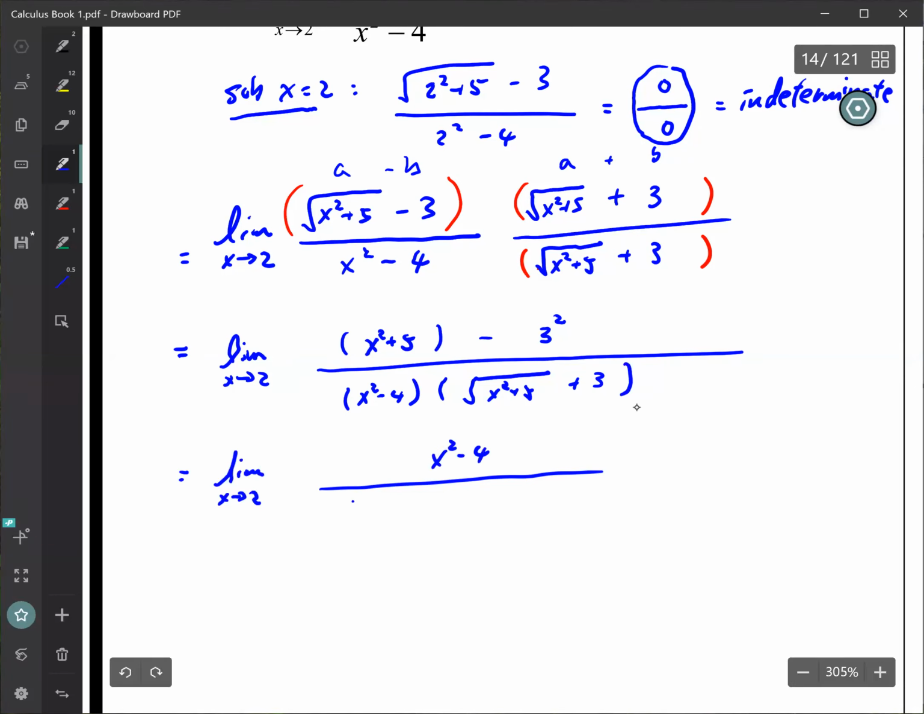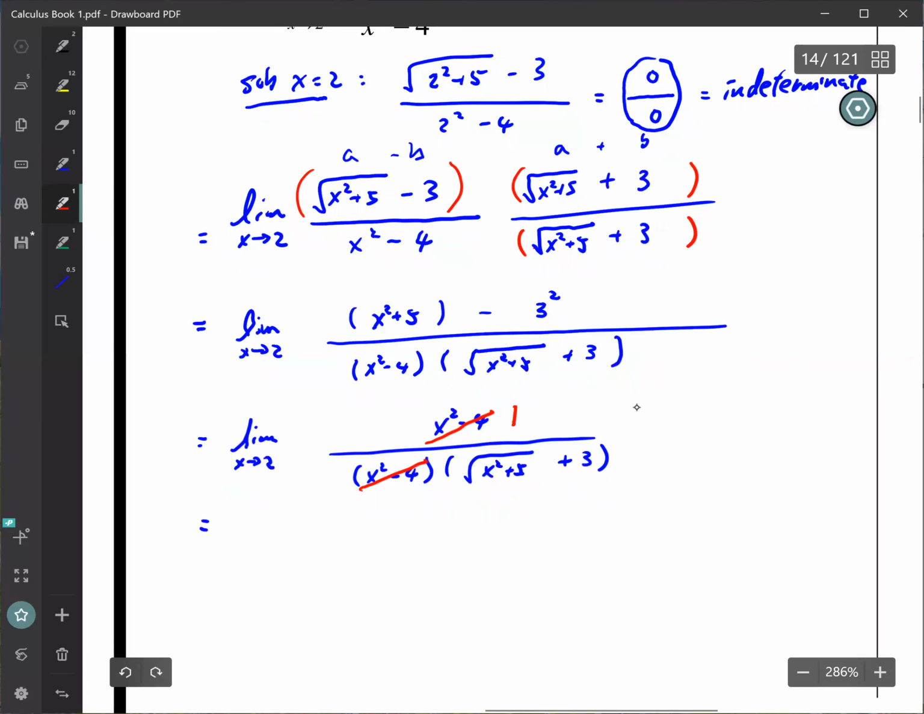1. Yeah, don't forget it's a 1, okay? Do not write 0 on the top. When you cancel out means you divide it, right? The denominator here has a 1. So at the end, you get 1 over root x squared plus 5 plus 3.